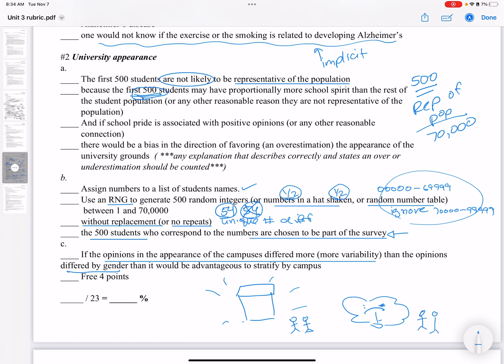If you stratify by gender, meaning put the males in one group and females in another, most likely both males and females are going to think this one is ugly and this one is nice. But if you stratify by campus, you're going to be able to see that variability. If I had all the campuses together, I wouldn't be able to tell how nice this one is specifically, and if this one is not nice, I can specifically tell what's going on with it and compare it to itself.